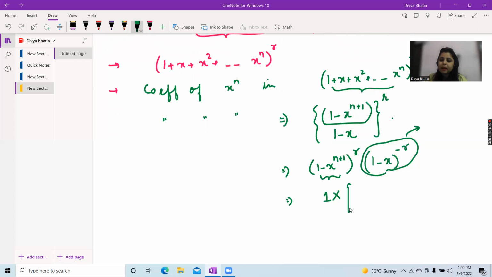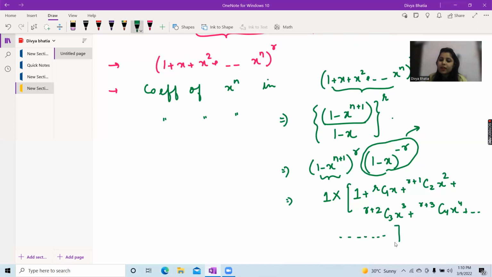So let's expand it using the negative binomial theorem. This will be 1 plus rc1 x. The next term will be r plus 1c2 x square. This is how negative binomial works. We won't have any negative power of x. All the powers will be positive, and this will be an infinite expression. So r plus 2c3 x cube plus r plus 3c4 x to the power 4, and so on.